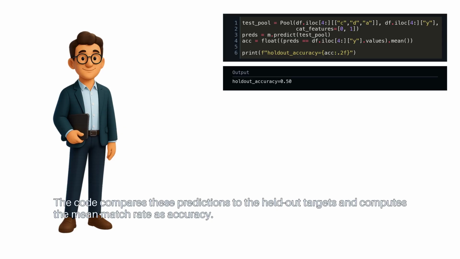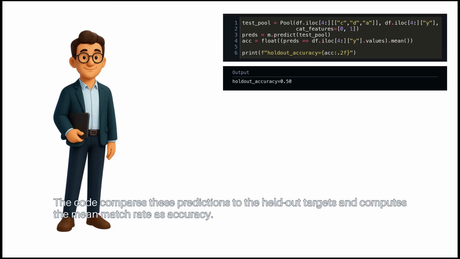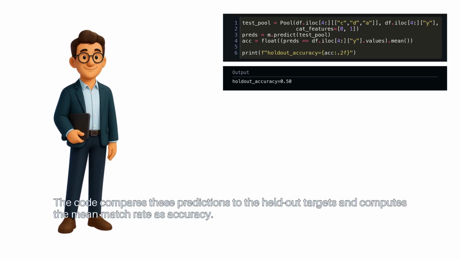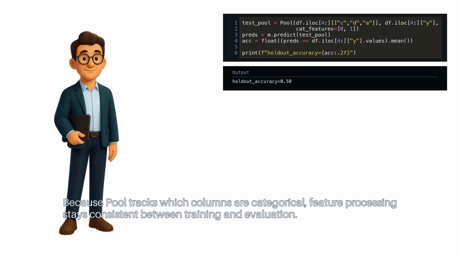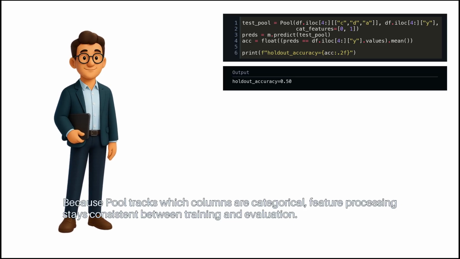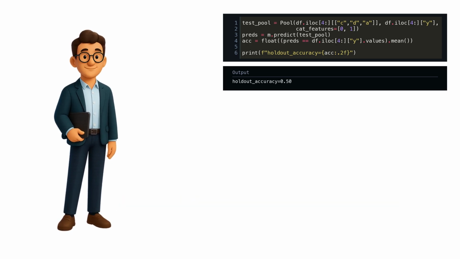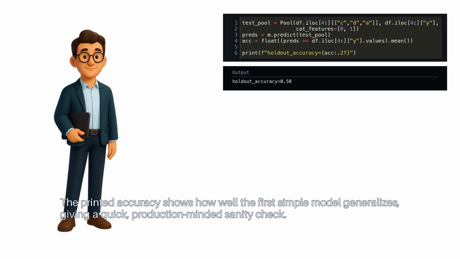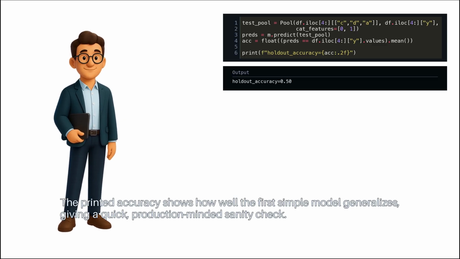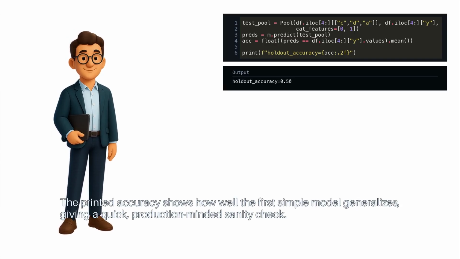The code compares these predictions to the held-out targets and computes the mean match rate as accuracy. Because the pool tracks which columns are categorical, feature processing stays consistent between training and evaluation. The printed accuracy shows how well the first simple model generalizes, giving a quick, production-minded sanity check.